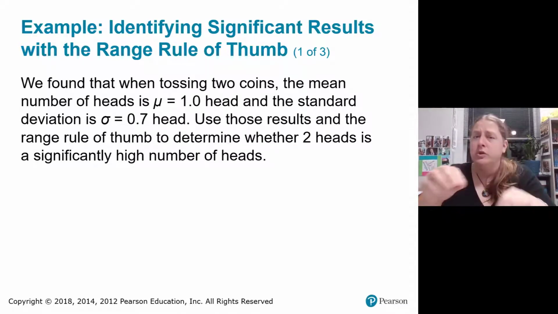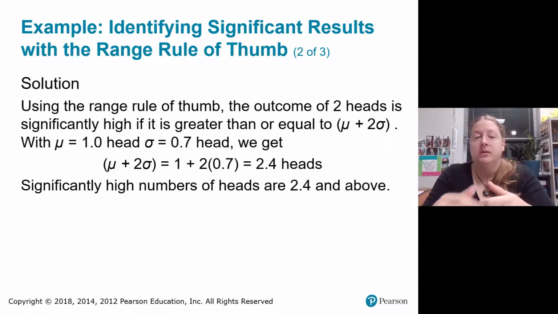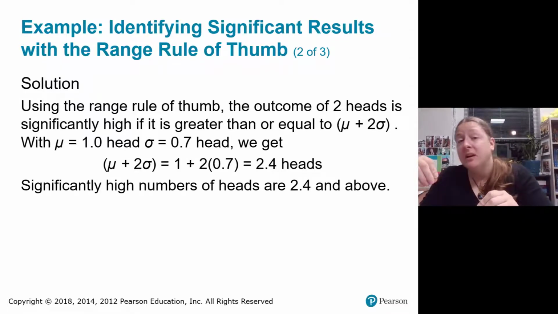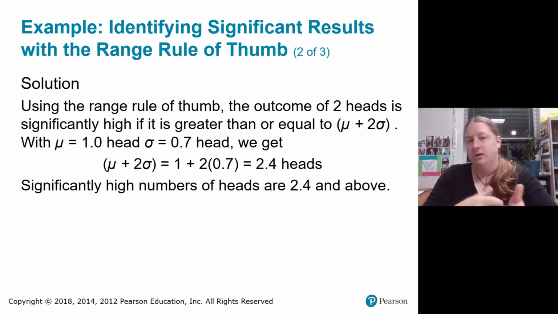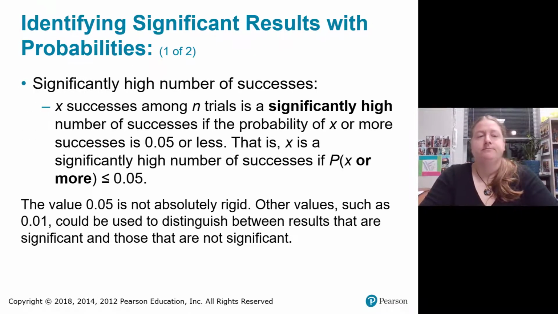So using the range rule of thumb, is it significantly high if we get 2 heads instead of 1? Well, the range rule of thumb says take the mean and add 2 copies of the standard deviation. So 1 plus 2 times 0.7 gives us 2.4. And so significantly high numbers are going to be above 2.4. So 2 heads is not significant, not significantly high or low. So that's where we are.